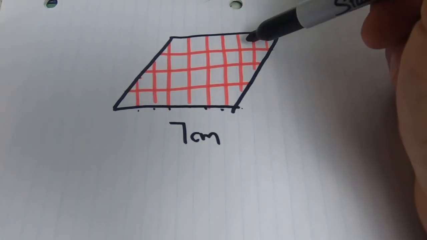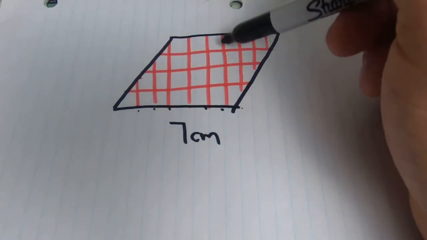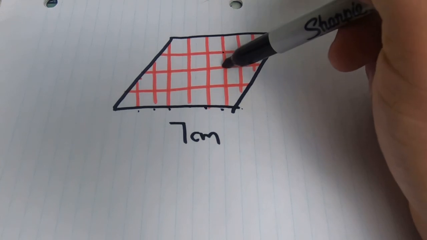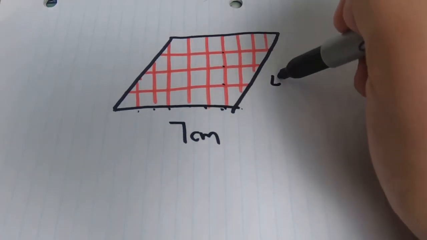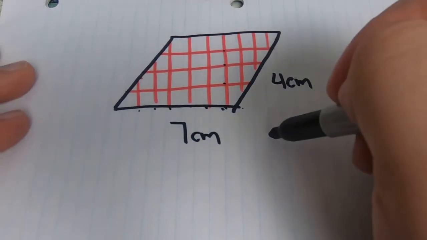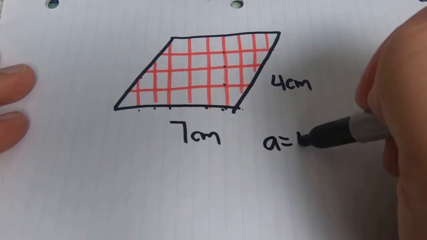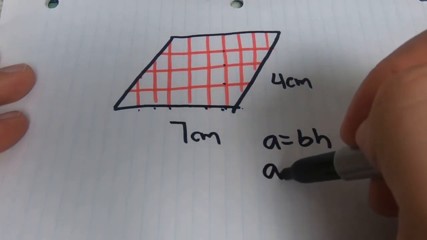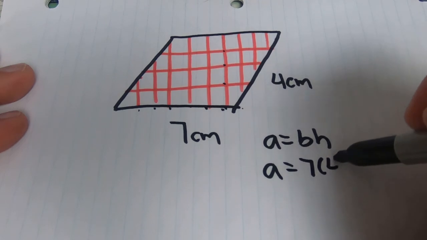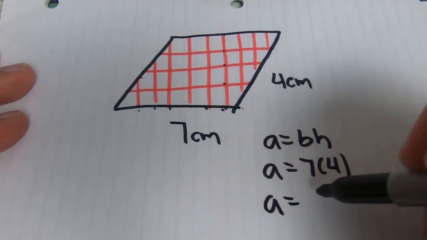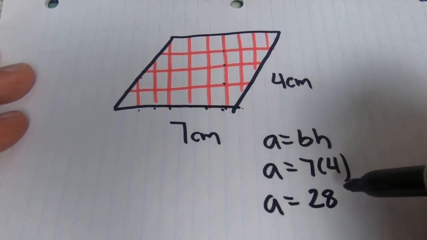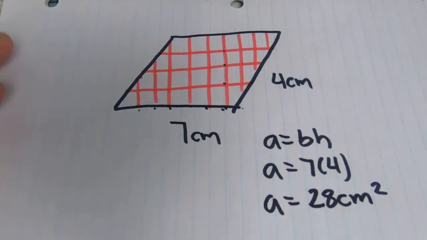And then the height, remember, on this shape, it's the distance from the top to the bottom. So let's go 1, 2, 3, 4. So it's 4 centimeters. So our formula would have been area equals base times height. Area equals 7 times 4. And area equals 28 centimeters squared. And that's all you have to do there.